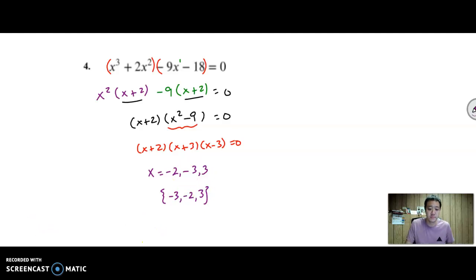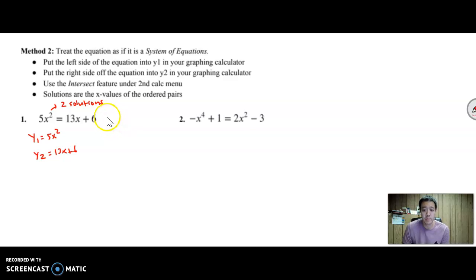Okay, so going backwards in the notes, method 2 is using a graphing calculator, okay? So when you have an equation like number 1, you can treat the two separate sides like its own separate equation that you can graph. And since we're setting them equal to each other, we can think of it as a system where we're trying to figure out the point of intersection, all right?